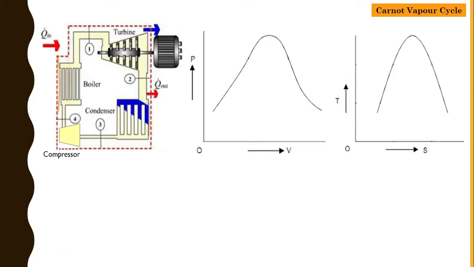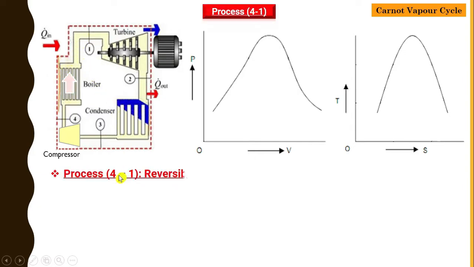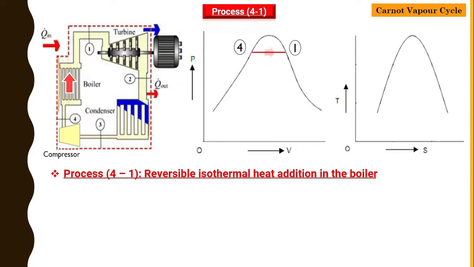So let's start from the boiler. In the boiler component, water will be heated by using heat, so water gets converted into steam. So process 4-1 is reversible isothermal heat addition in the boiler. So heat addition will take place inside the boiler. If we see that process on the PV and TS diagram, first let's see on PV. We start from point 4, so 4 to 1. So there is a heat addition process. It is on the TS diagram like this. Let's understand this process in detail.